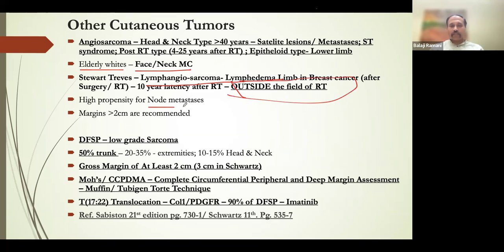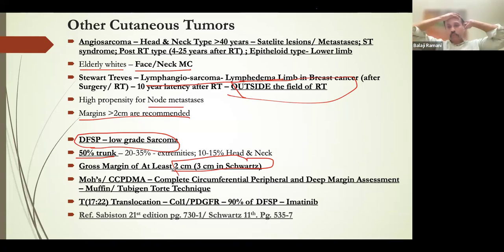Okay. So in high propensity for nodal metastasis, margins 2 to 3 centimeters are recommended, like your DFSP. So DFSP, we again discussed that it is a low grade sarcoma. In sarcomas, we had a discussion. So 50% are truncal, most common lesion. That is a question that can be asked. The answer is truncal. Gross margin is 2 centimeter. In Schwartz, it is mentioned as 3, but probably for your exams I will go with 2 centimeters as the margin. Okay, so at least 2 centimeters is what is mentioned in Sabiston. So the classical answer is 2. I would probably go with that as the option.